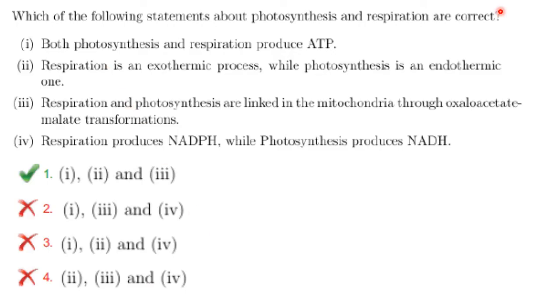Now next one. Which of the following statements about photosynthesis and respiration are correct? Both photosynthesis and respiration produce ATP. That is correct. Respiration is an exothermic process while photosynthesis is an endothermic one. That is also correct. Respiration and photosynthesis are linked in the mitochondria through oxaloacetate malate transformations. That is also correct. Respiration produces NADPH. No, respiration produces NADH and photosynthesis produces NADPH.